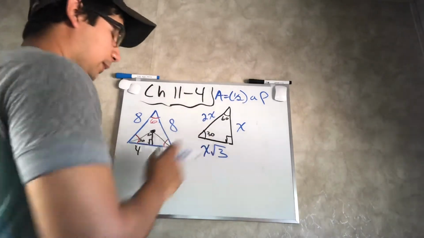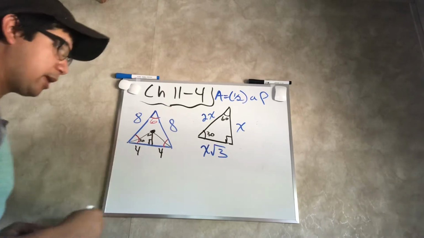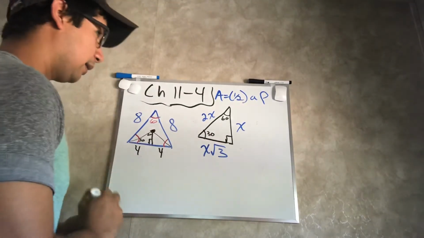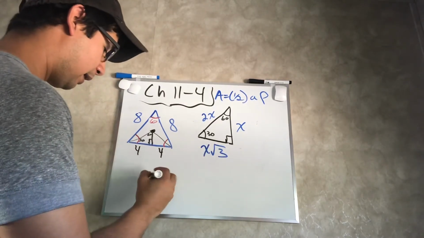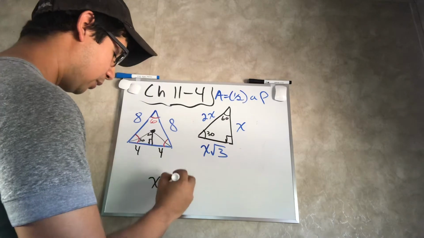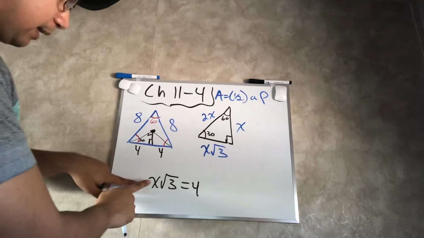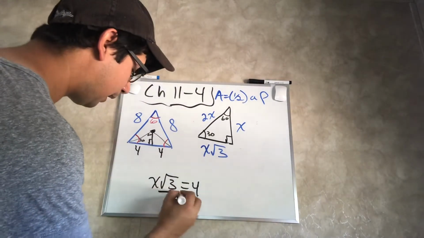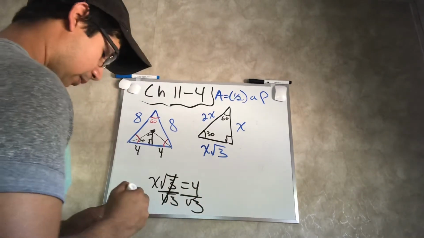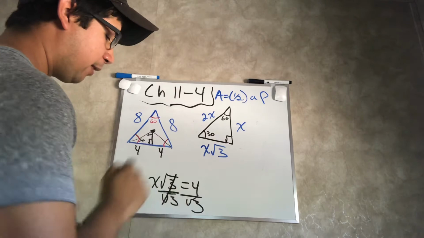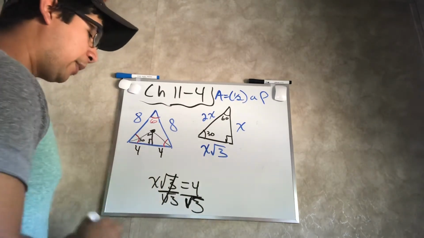Now, we know that this part here, between the 30 and the 90, measures 4. So we should get that x times the square root of 3 should equal 4. Now we want to solve for x. All we have to do is divide by the square root of 3 on both sides. Once we do that, we have 4 divided by the square root of 3.